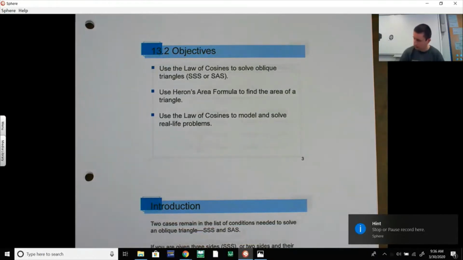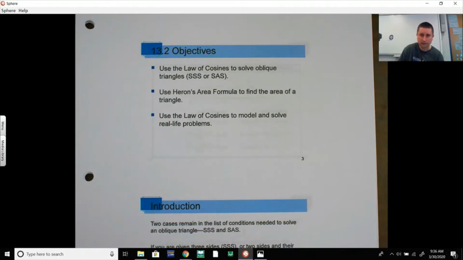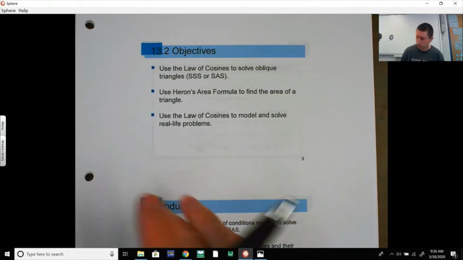Fellas, this should go quicker. Sorry on the last one, how long that went, but with a lot of that early stuff out of the way, hopefully the law of cosines goes a lot faster for us.